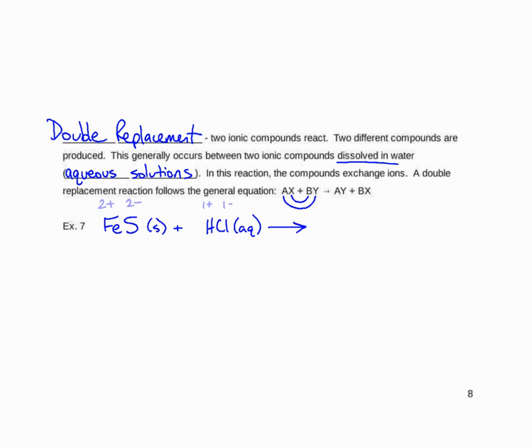Here's how they're going to pair up. Hydrogen and sulfur are going to pair up. Iron and chloride are going to pair up, just like they did here. And it doesn't really matter which one you put first. I'm going to go with the hydrogen and the sulfur. So here's the hydrogen and the sulfur, and so I switch them: H2S.